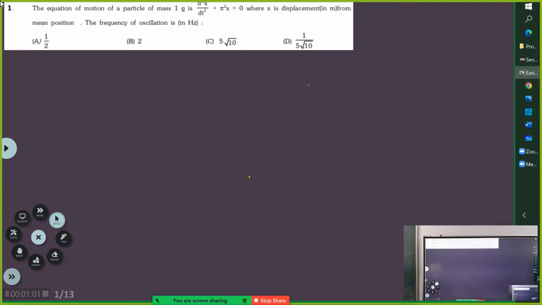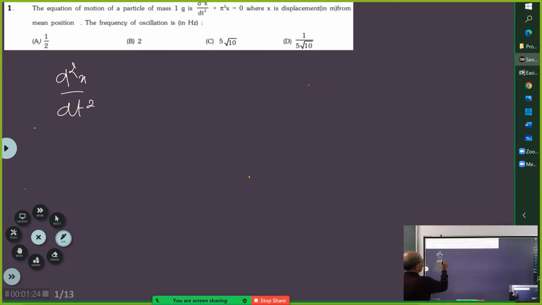1 by 2. Okay. I'm sure Aryan would have substituted. This is quite a simple problem. By inspection you can write out the final expression. It is of the form d square x by dt square plus omega square x is equal to 0. So here instead of omega square you have pi square.